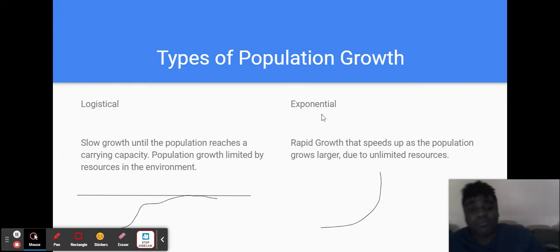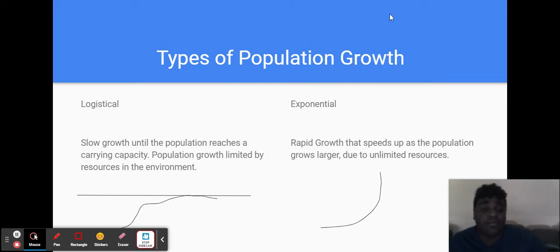But the other type is known as exponential growth. So that was logistical growth, based on the logistics or the resources. Exponential growth is the type of growth that is experienced when there's unlimited resources, something very similar to how human growth has been. This happens because the larger the population gets, the faster it grows, because there are more organisms able to breed.